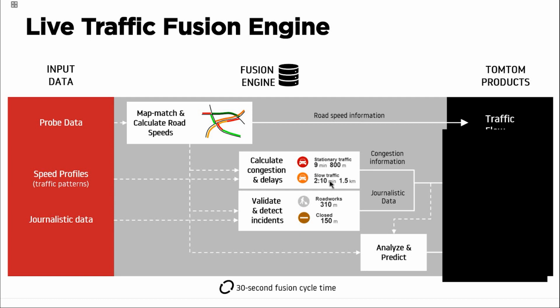And so the input data, so we have the biggest input is the probe data, the GPS points. We also archive this live data to create our product called speed profiles, which is the typical speed for all the segments every day of the week. And we also have manual input, which is the journalistic data that we have people around the world inputting incidents like sports events, marathons, accidents, more journalistic content.